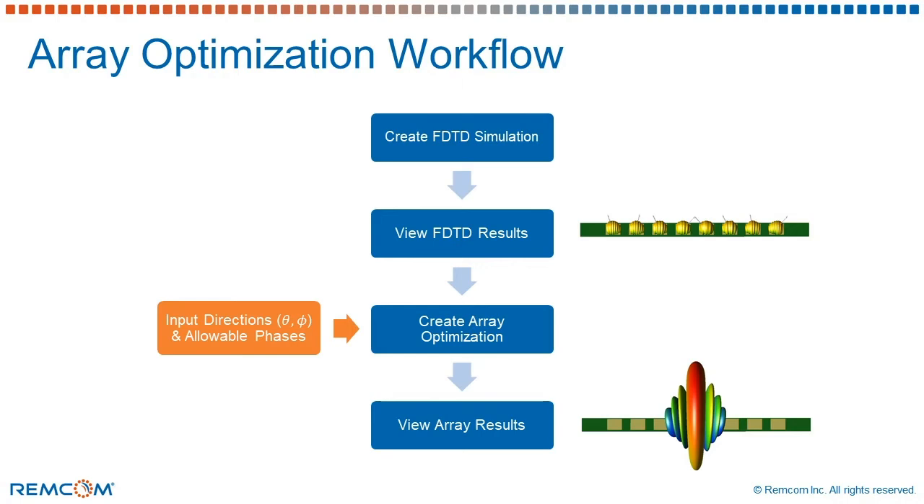The workflow for the array optimization is very much similar to the superposition feature, wherein we create an FDTD simulation, and with the results available, we then provide the input directions theta and phi along with all the allowable phases as the input to create an array optimization, at the end of which we can get the array optimization results.